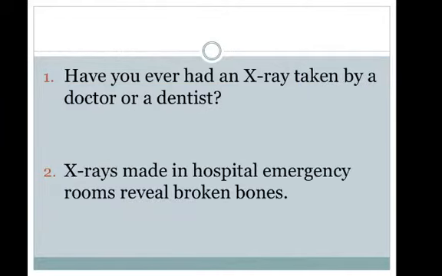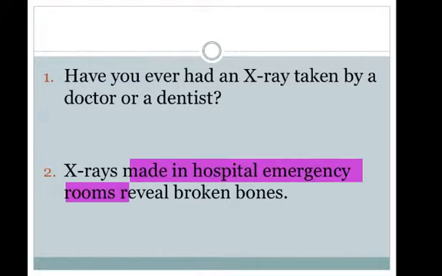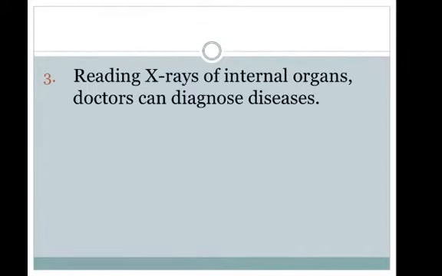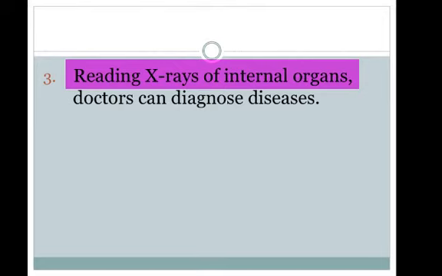Number 2, X-rays made in hospital emergency rooms reveal broken bones. In this sentence, the participle phrase is made in hospital emergency rooms, and it's modifying the word X-rays. Number 3, reading X-rays of internal organs, doctors can diagnose diseases. In this sentence, the participle phrase is at the beginning, reading X-rays of internal organs. And that participle phrase is modifying the word doctors.